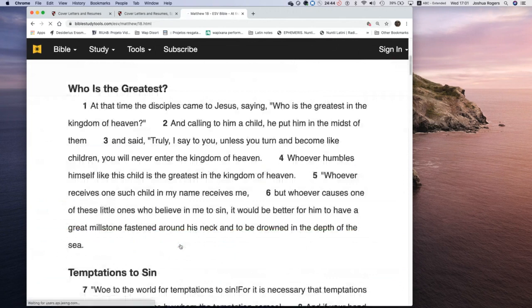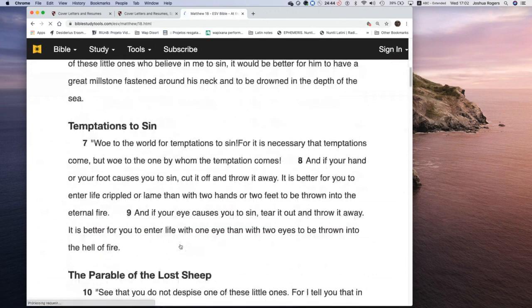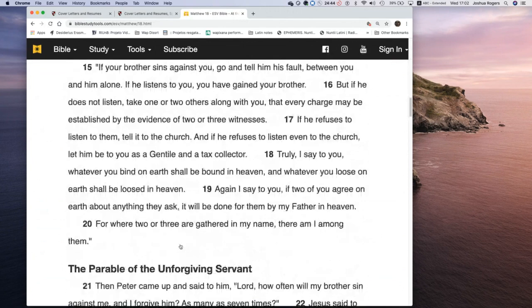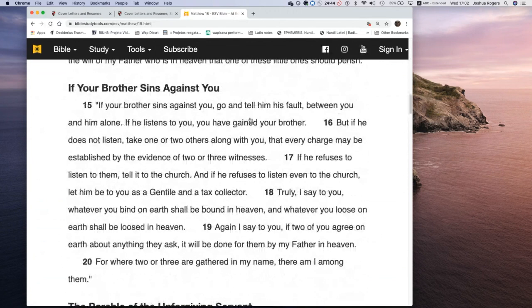The second time that even the word church shows up in the Bible is here in Matthew 18, and it talks about if your brother sins against you, go and tell him his fault between you and him alone. If he listens to you, you've gained your brother, right? Building peace, creating peace, generating peace. If he doesn't listen to you, take one or two others along with you, that every charge may be established by the evidence of two or three witnesses. So what is this? This is conflict resolution.